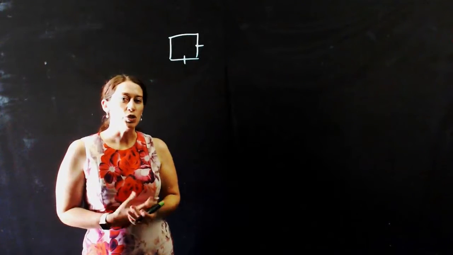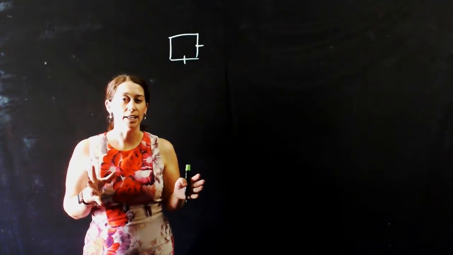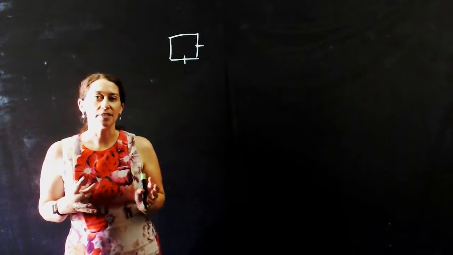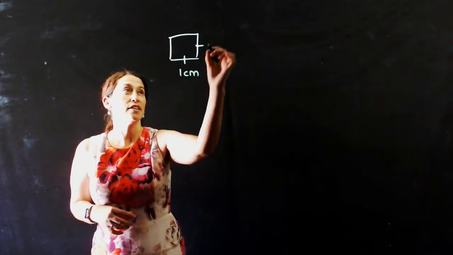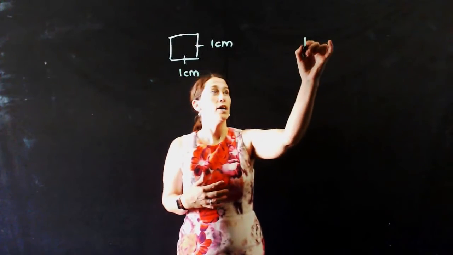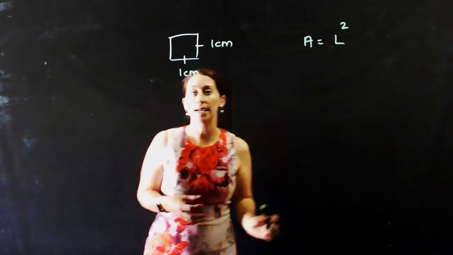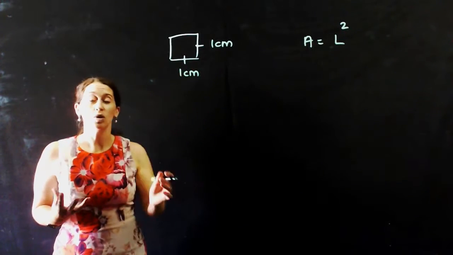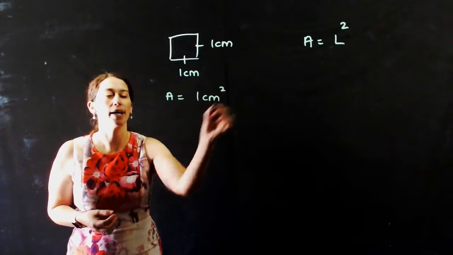Today I'm going to talk to you about some units of area and some very basic area formulae. Let's just have a look at this square that I've drawn above. Let's assume that each side is 1 centimetre in length. If I'm going to work out the area of a square, because the sides are the same, it's the length or the side length squared. So working that out, 1 times 1 tells us the area of this square is 1 centimetre squared.